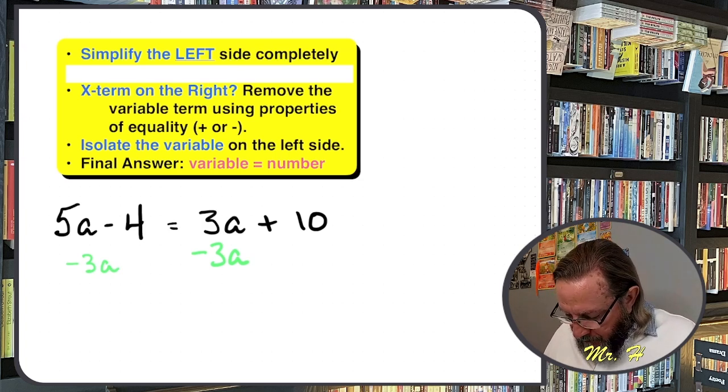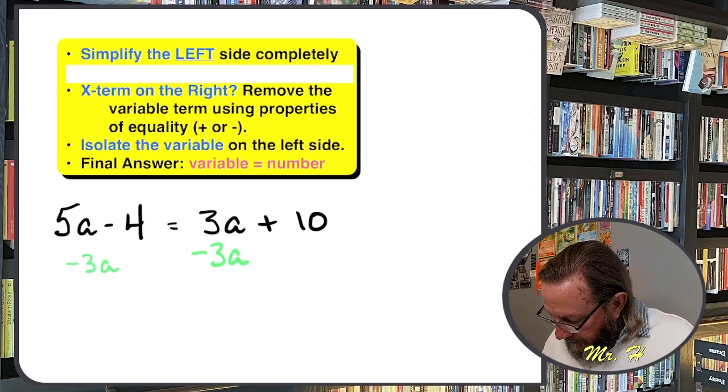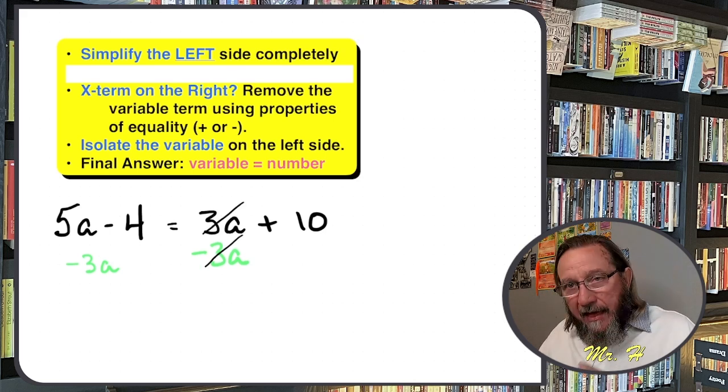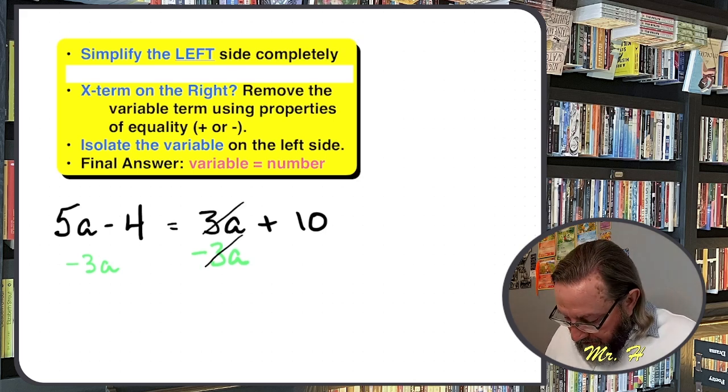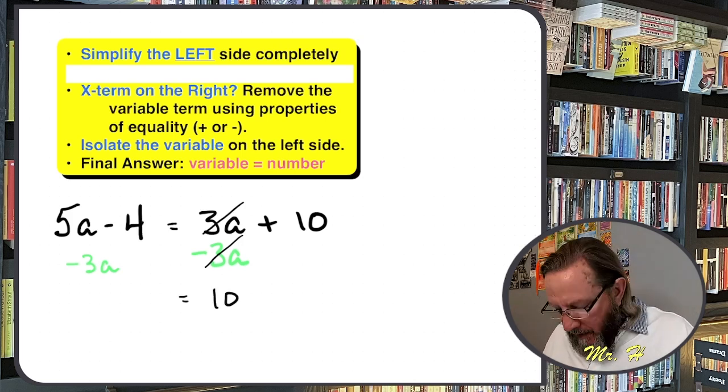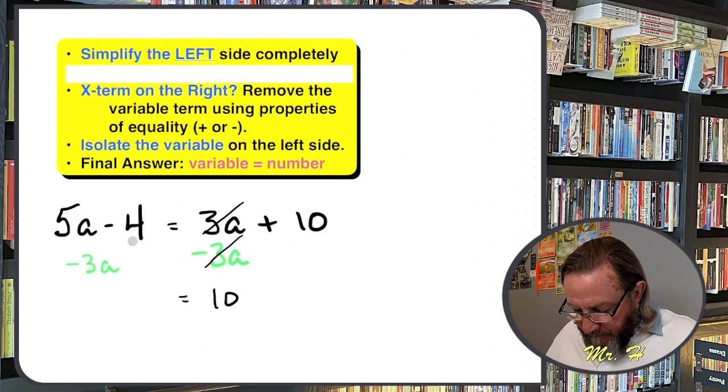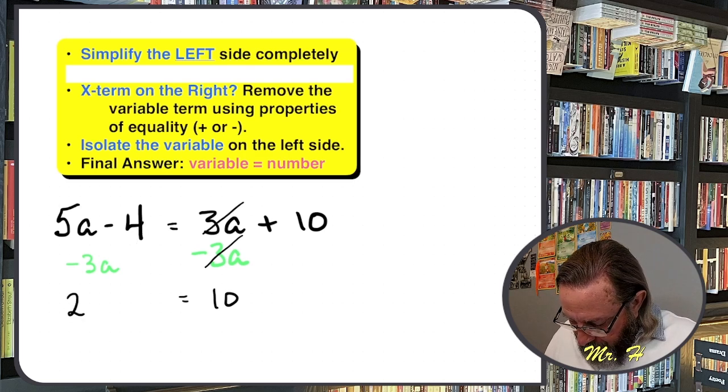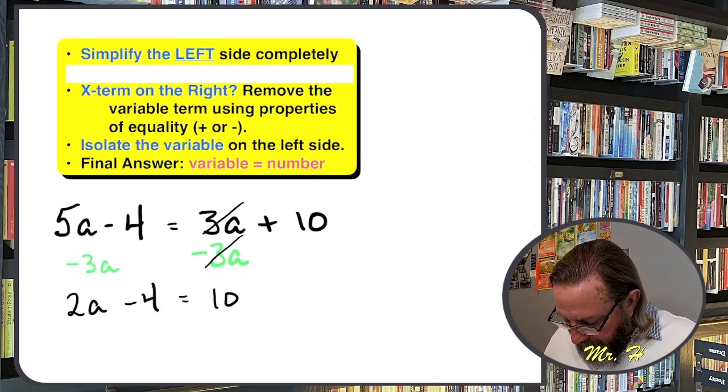Now, we do have some work we have left to do because look at what's happened. The 3a minus 3a, that's gone, but we still have 10 over here on the right. Not a problem. But what about the left-hand side? All of a sudden, we got to go back up to number 1 here. Look at number 1. Simplify the left. Well, I've got 5a minus 3a minus 4. 5a minus 3a, this is not going to be too difficult. That's going to be 2a minus 4.